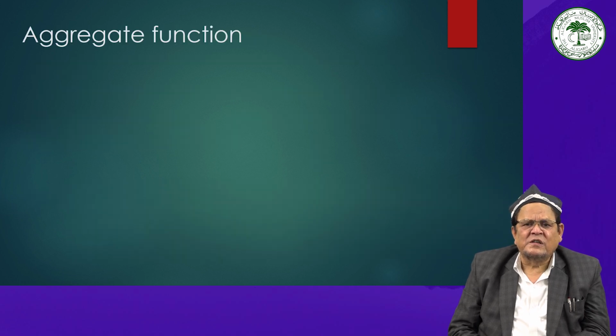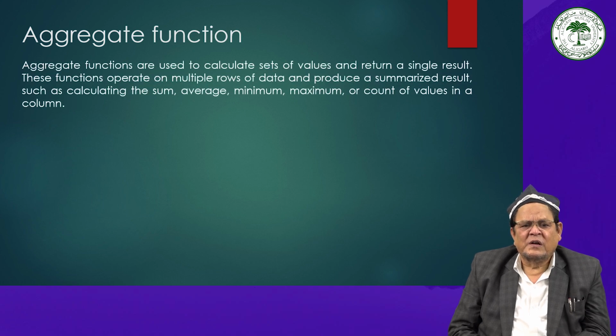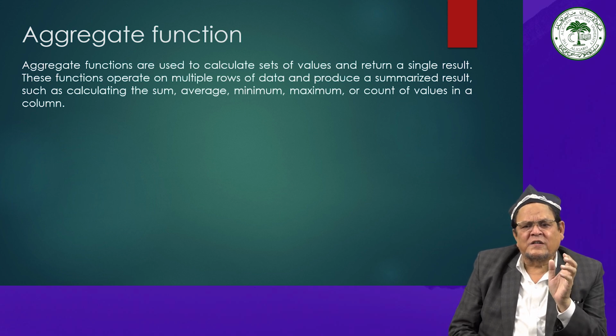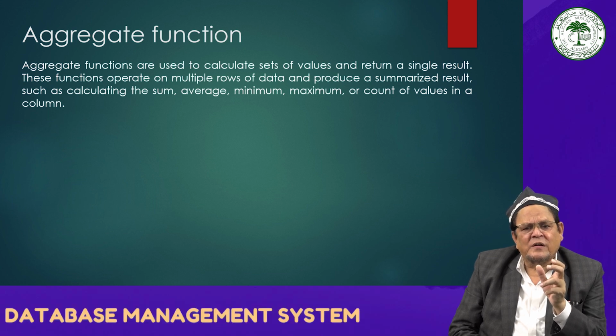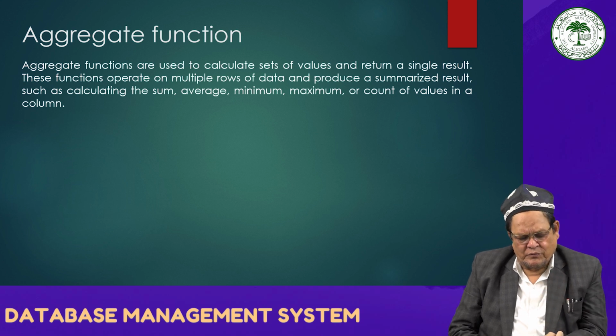Then the next function is very useful: the aggregate function. Aggregate functions are used to calculate a set of values and return a single result. These functions operate on multiple rows of data and produce a summarized result, such as calculating the sum, average, minimum, maximum, and count of values in a column.